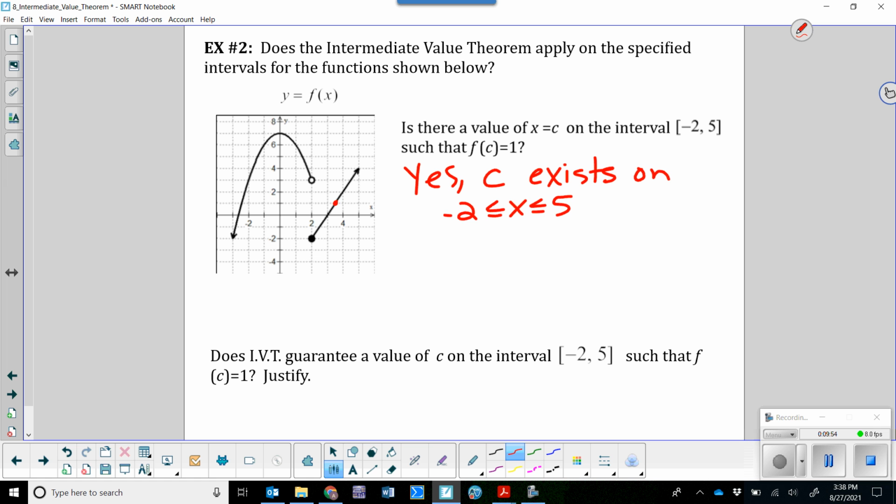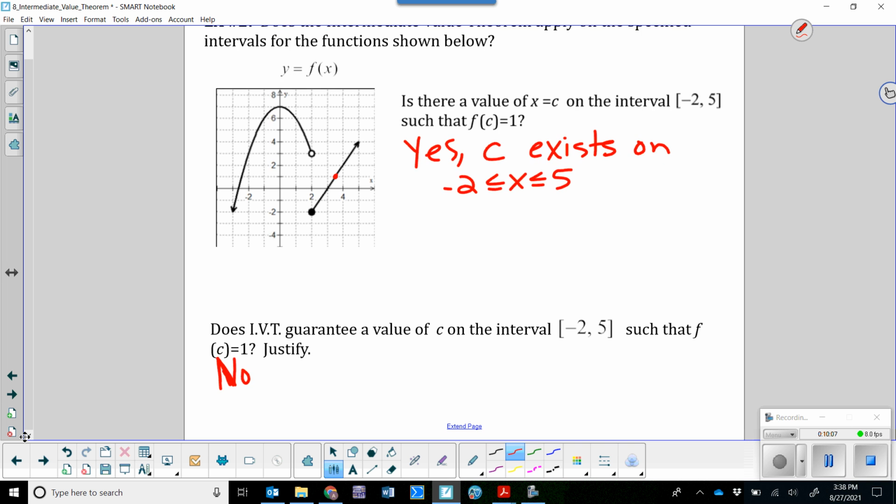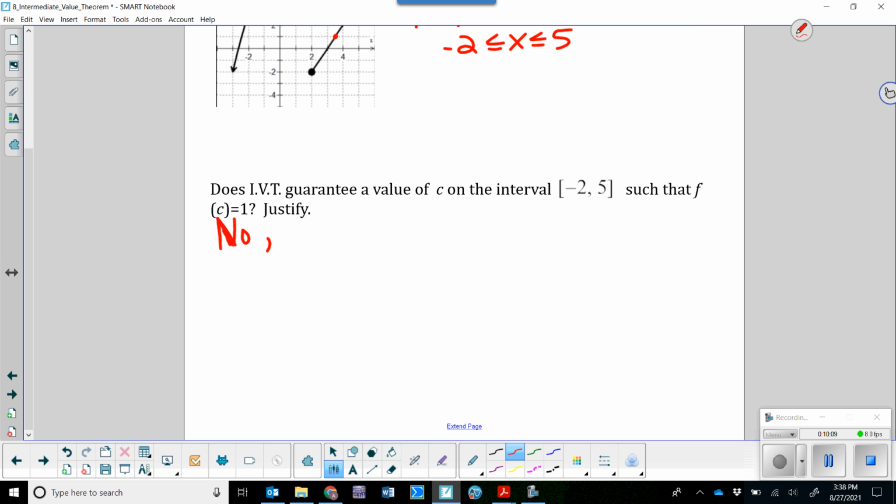Does the intermediate value theorem guarantee that there had to have been that value? And your answer is no. So there happened to be one, but the intermediate value theorem does not guarantee it because, and you can write IVT for intermediate value theorem. I don't normally like you to do a lot of abbreviations, but this one is pretty common, and it's a lot to write intermediate value theorem.